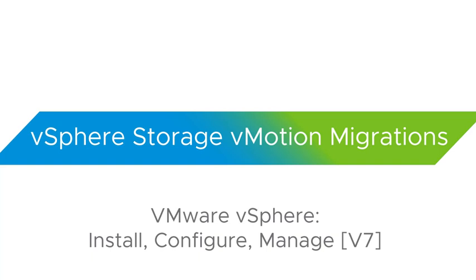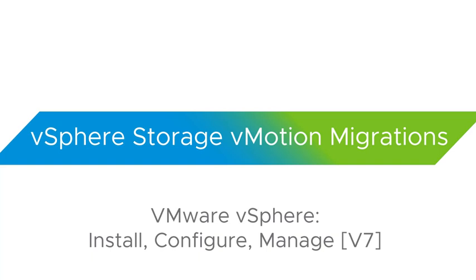Another thing you should be aware of, you cannot migrate files of a disk that is in non-persistent mode. Only dependent disks, these are disks that support snapshots, or independent disks that are in persistent mode can be storage vMotioned.